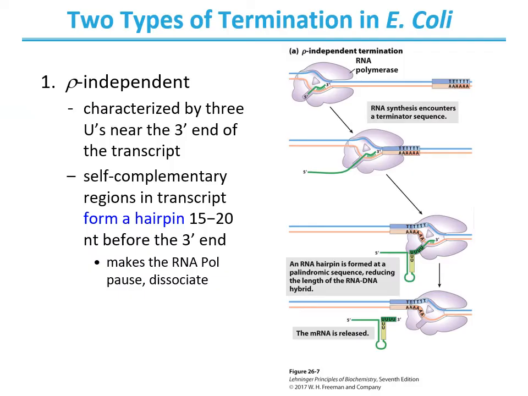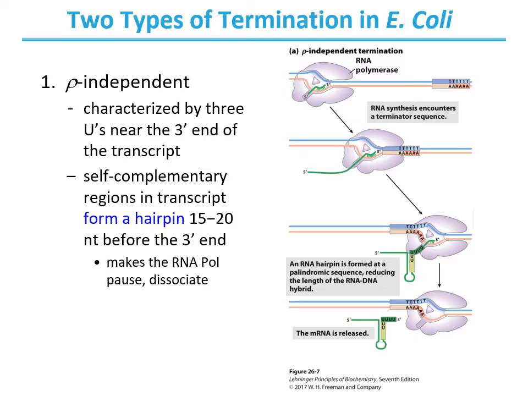Termination of transcription in E. coli. Here we discuss two types of termination in E. coli: 1. Rho-independent, and 2. Rho-dependent. RNA polymerase pauses at a variety of DNA sequences, some of which are terminators.